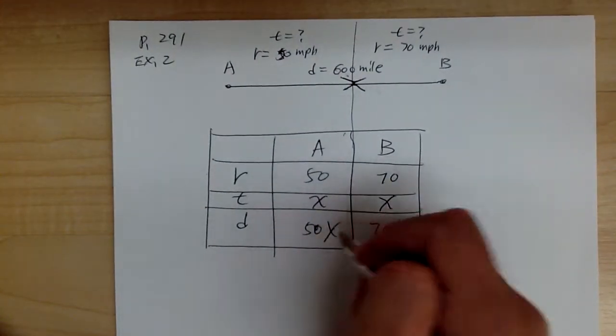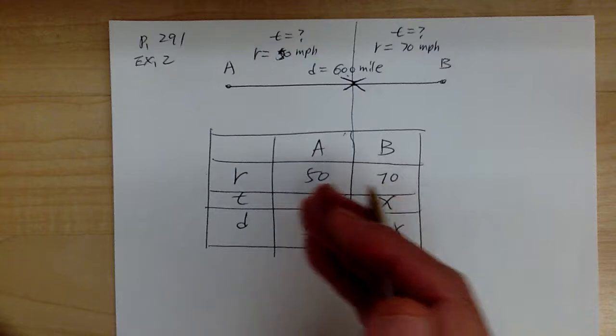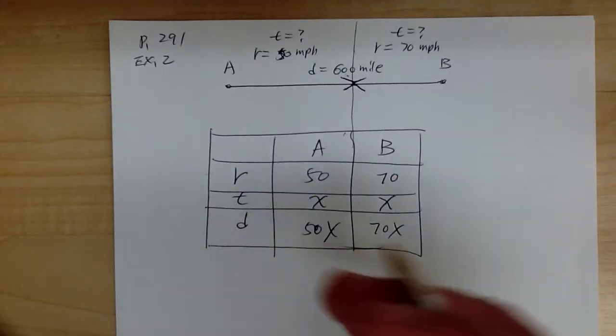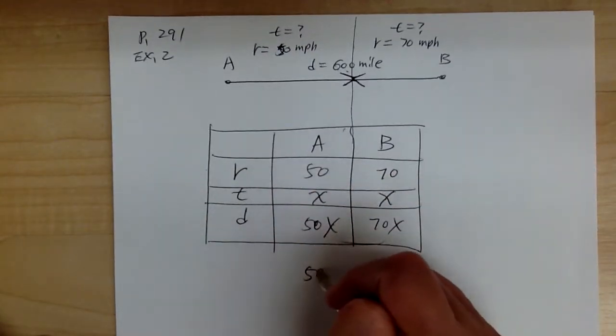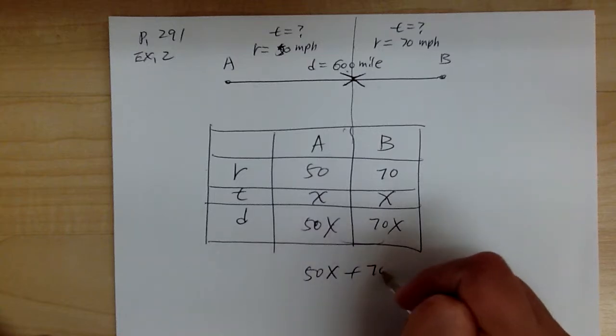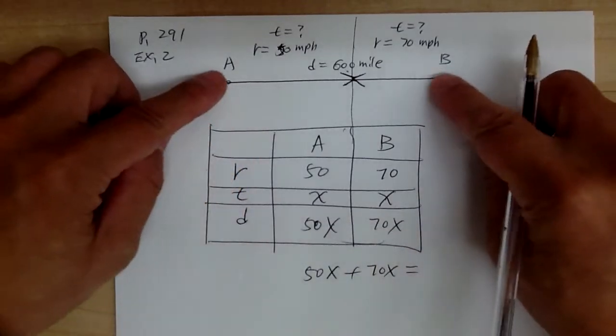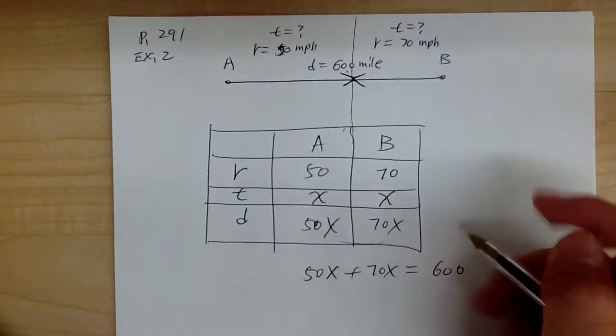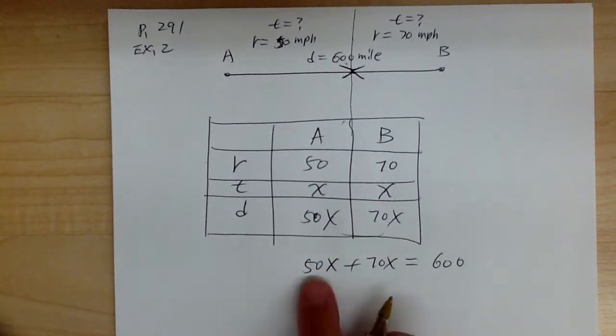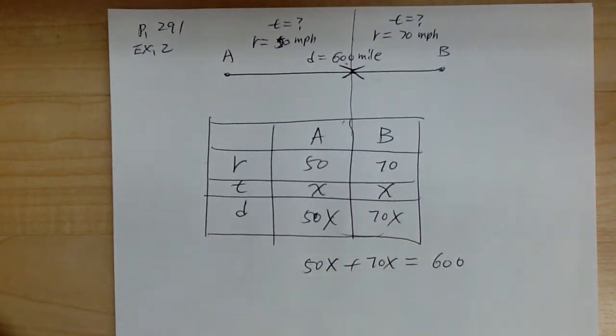So again, you have to read to figure out what, sometimes they are equal, sometimes you have to add them to equal something. So in this case, the distance for A plus the distance for B will equal a total of 600. So again, you have to read the story to figure out the equation. So the distance problem takes more thinking.